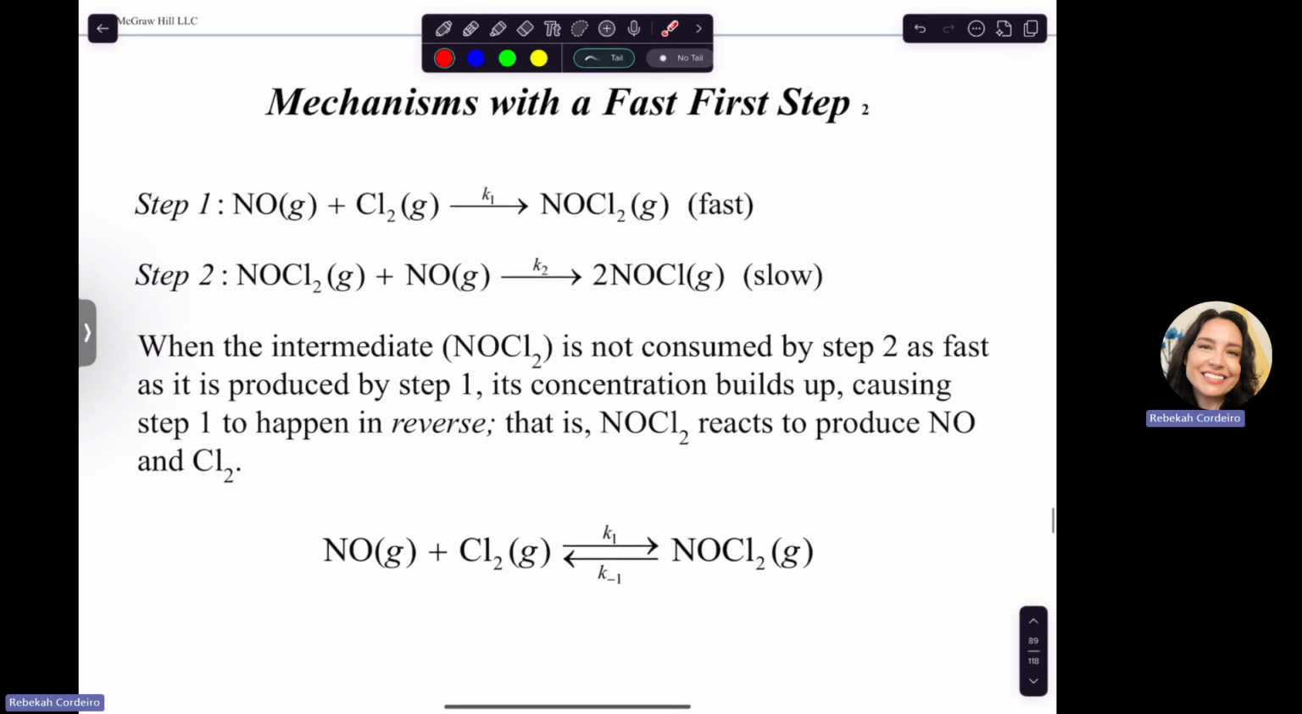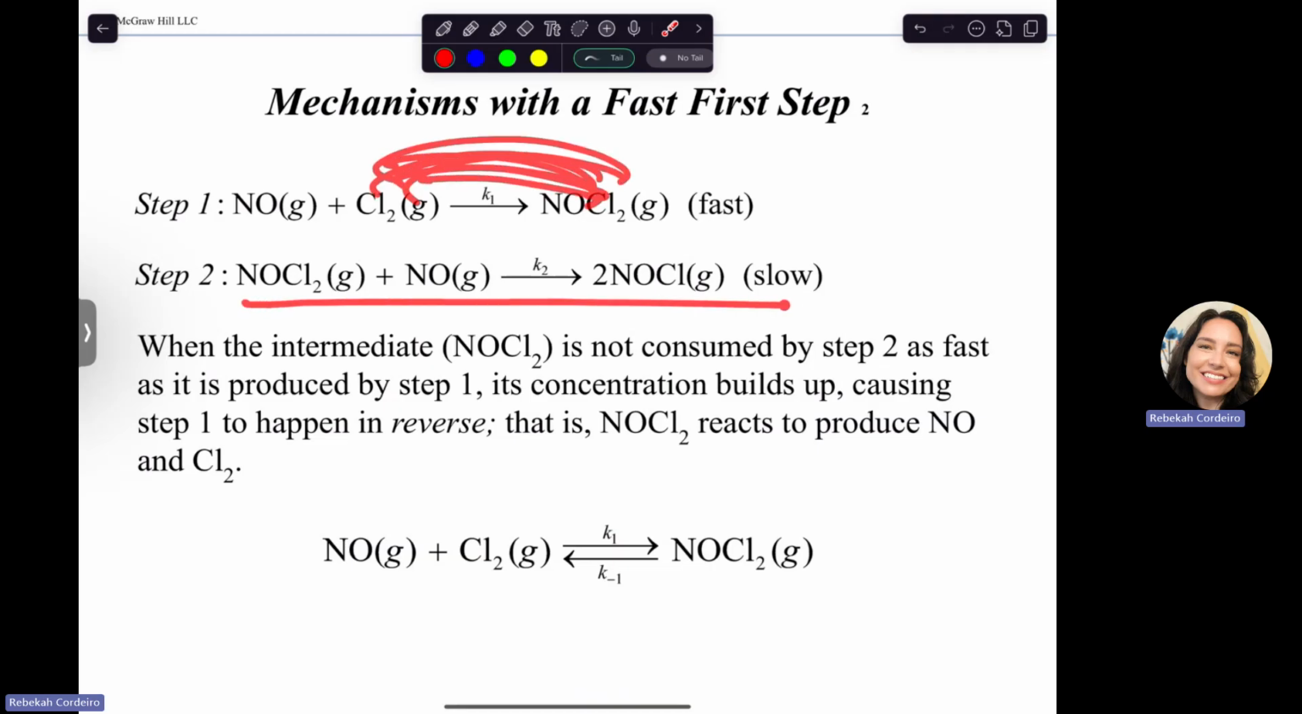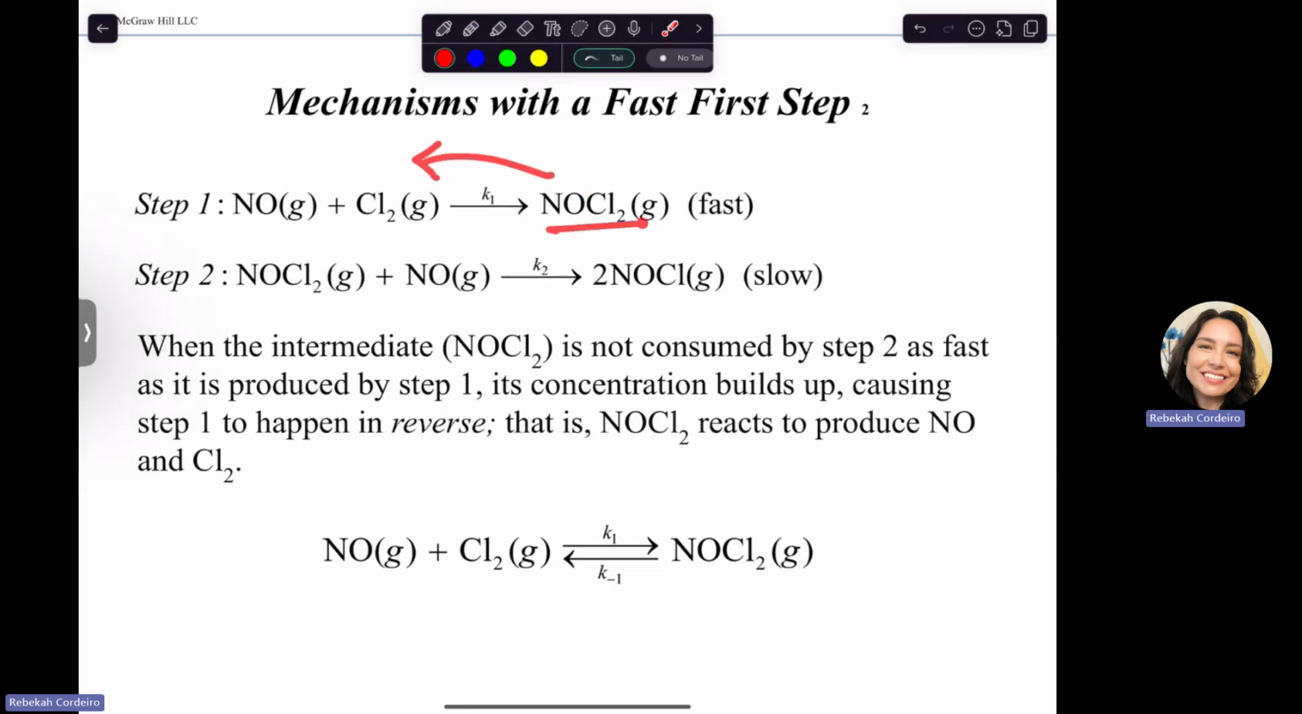So when the intermediate is not consumed by step 2 as fast as it's produced in step 1, its concentration does build up, causing step 1 to happen in reverse. So basically we get a backlog of this intermediate because you're making a lot of the NOCl2 and then you're not using it up because this one is slow. And so this causes the fast reaction to kind of go back and forth. So it's going to go in reverse because we got a buildup of NOCl2.